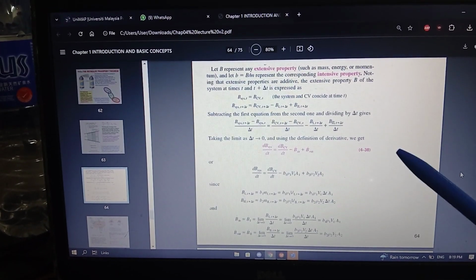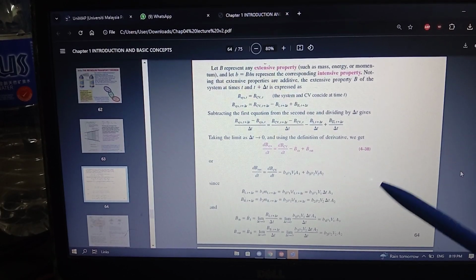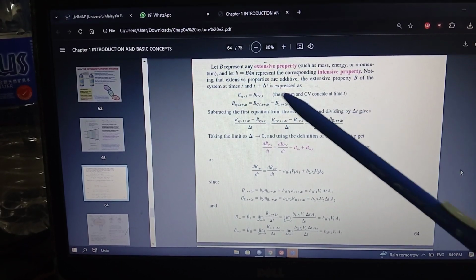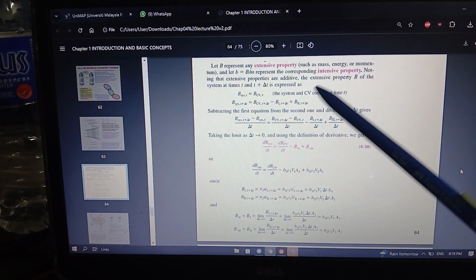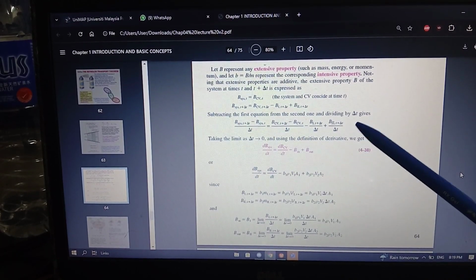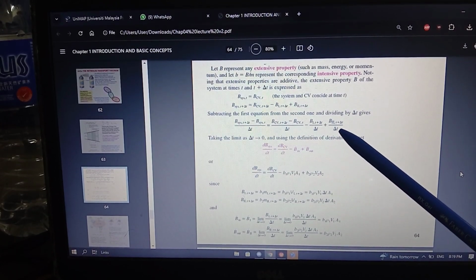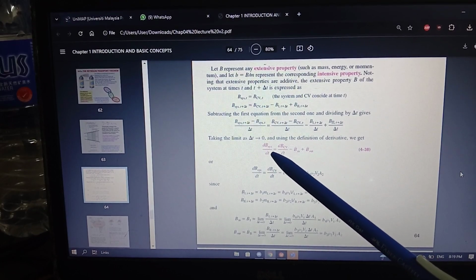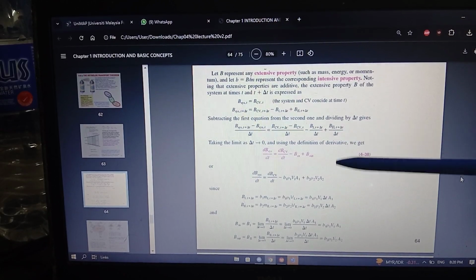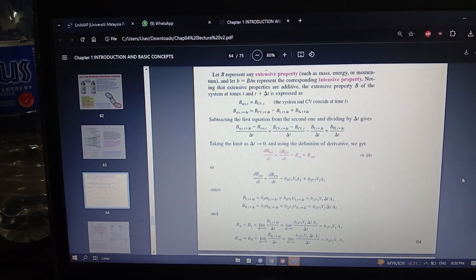Now let B represent any extensive property such as mass, energy or momentum, and b, equal to B over m, represent the corresponding intensive property, and t plus delta t will be expressed as this equation. So subtracting the first equation from the second one and dividing by delta t will give you this equation, and we must make delta t go to 0. We get all the same values and we will get this equation, and so on.